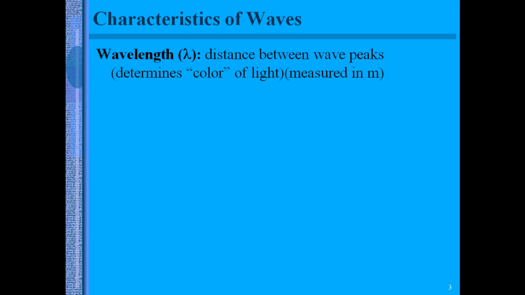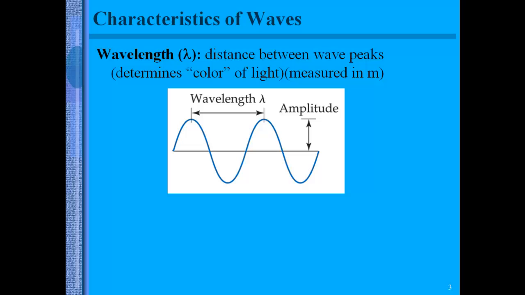Some common characteristics of waves: we have a wavelength, and we'll use the lambda Greek symbol for wavelength, and this is the distance between the wave peaks. It will determine the color of light, and it's measured in meters. Our frequency, which is indicated with the Greek letter nu, a fancy looking v, is the number of wavelengths per second, and that will be measured in hertz or per second, 1/s.